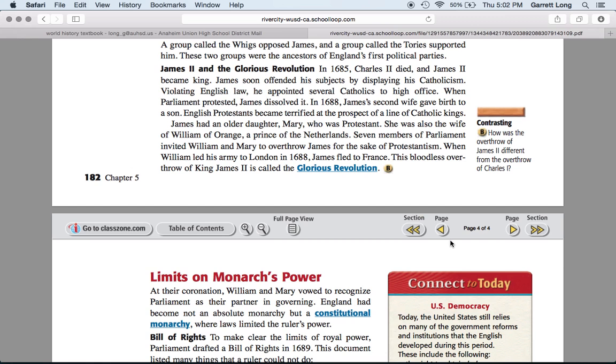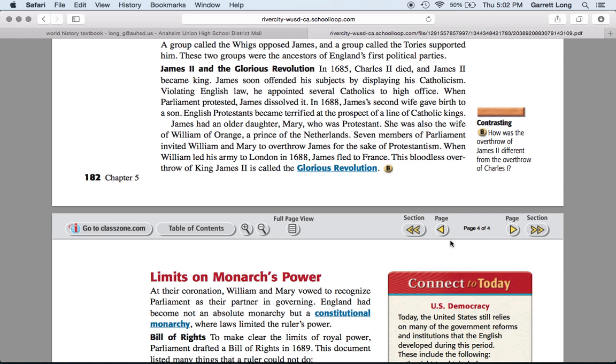And they came in, William led in with his army into London in 1688. And before he even got there, James II flees. He runs away. He goes to France. And this was known as the Glorious Revolution. There was no bloodshed. There was no fighting. No one died at all.